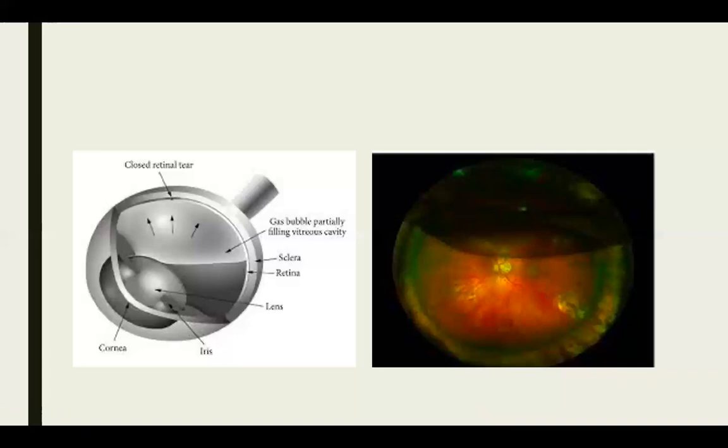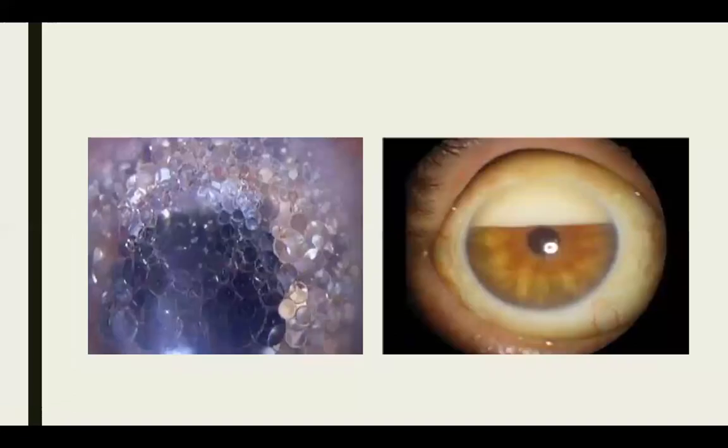Another complication of silicone oil is that with the passage of time, if poor quality silicone oil is used or if it stays for a longer duration, the silicone oil will be emulsified. Emulsification means it will be broken down into smaller particles, and whenever silicone oil is broken down into small particles, it's very difficult to remove. Like you can see, this is emulsification of the silicone oil. It has broken down into smaller particles, and these particles are very difficult to remove.